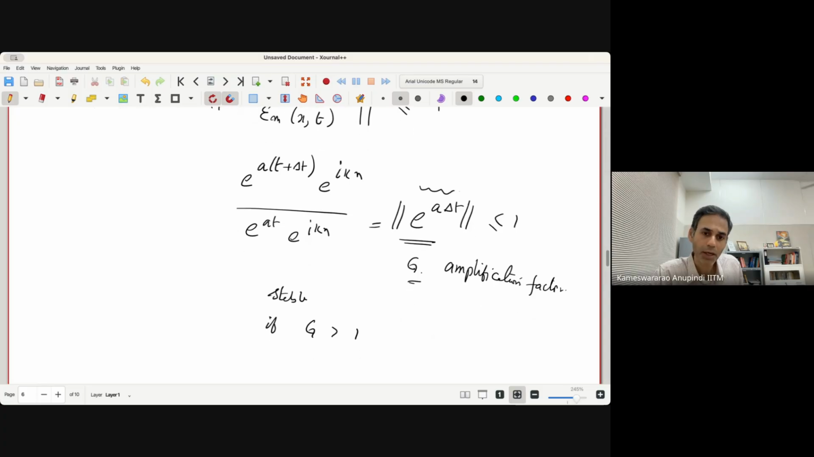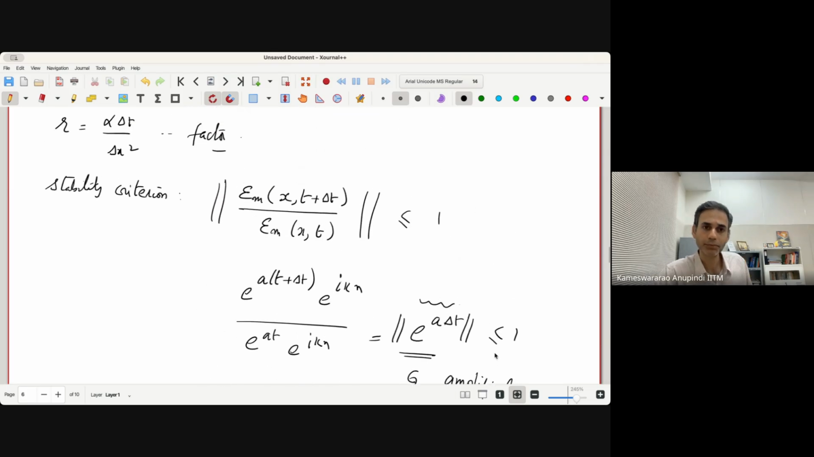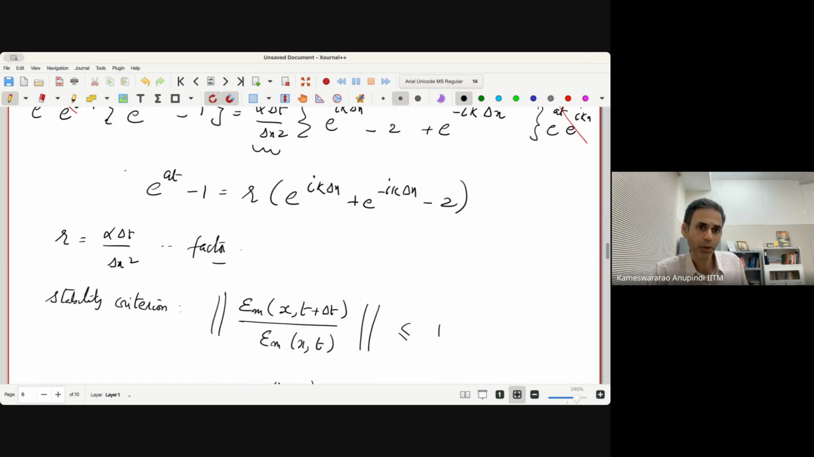If g is greater than 1, we call this an unstable method. Okay, so that's what we have. Fine. Now going back, this is the equation we obtained from substituting the error model in the finite difference equation, right?